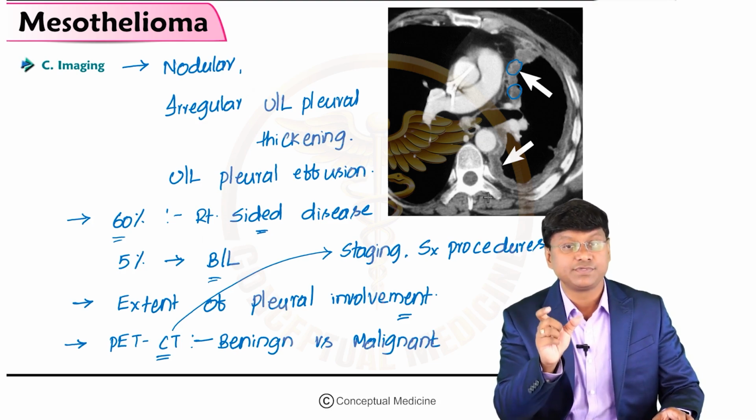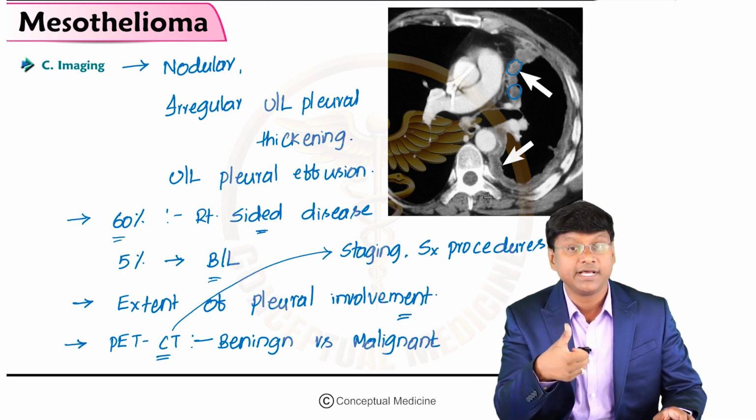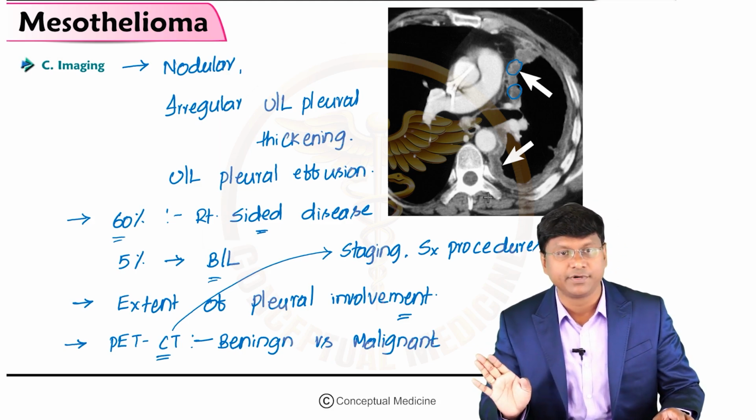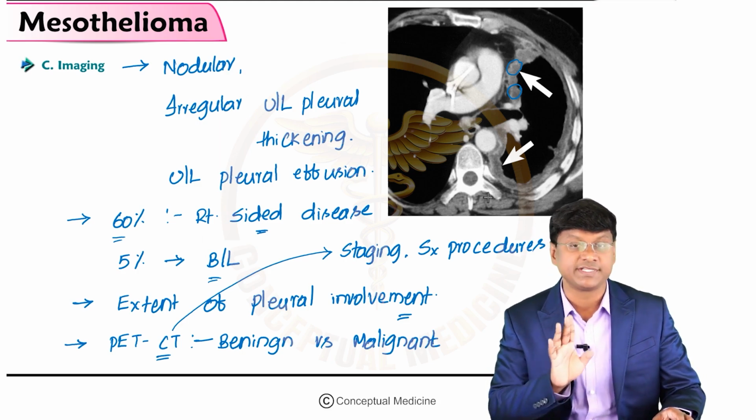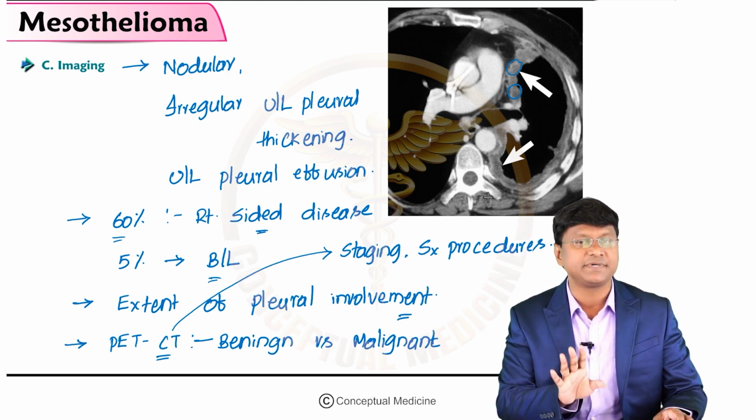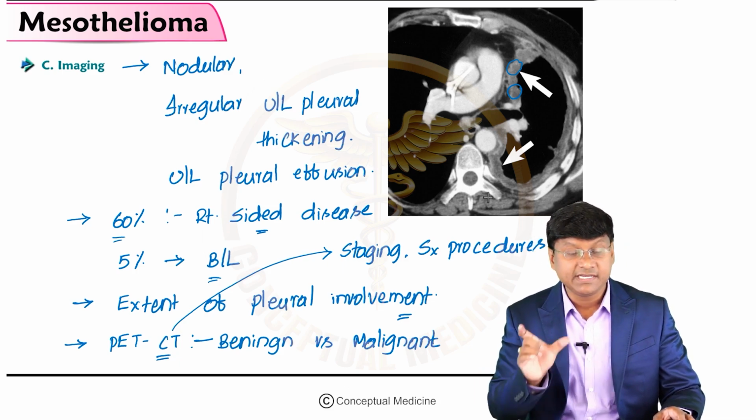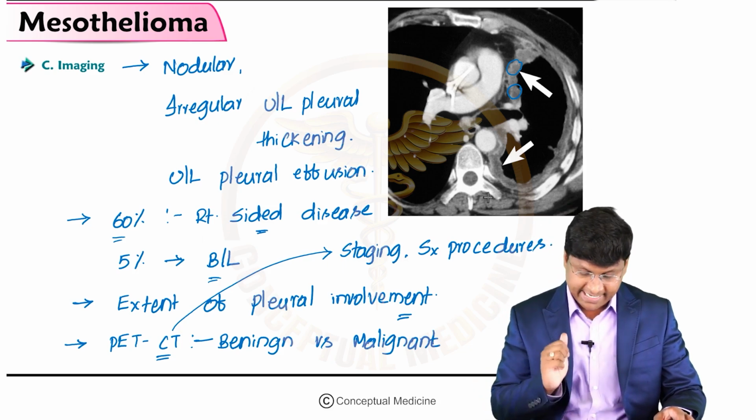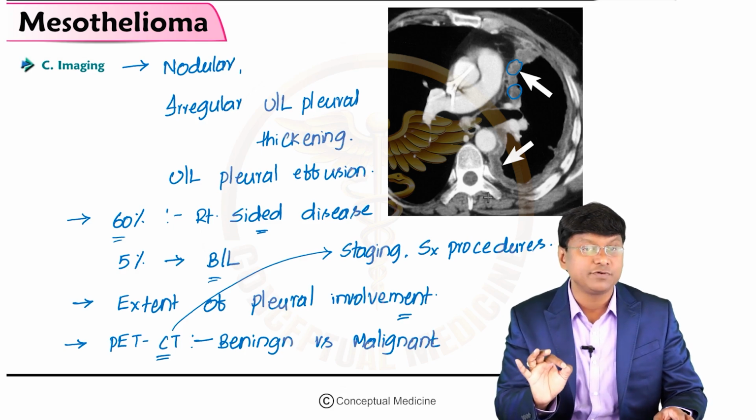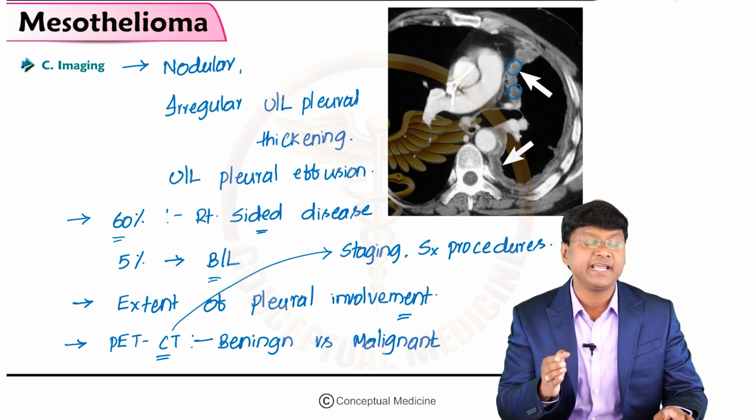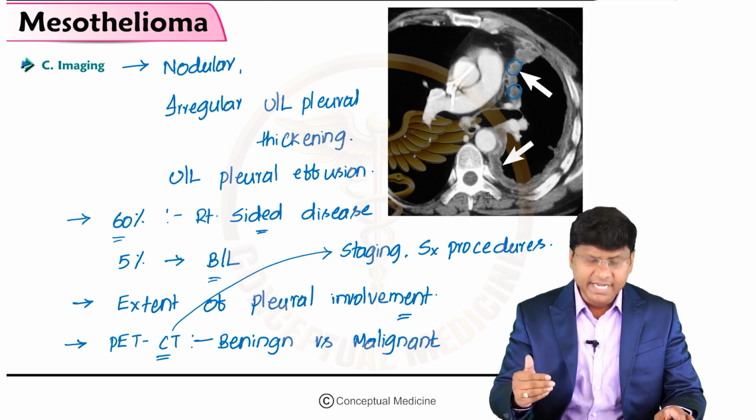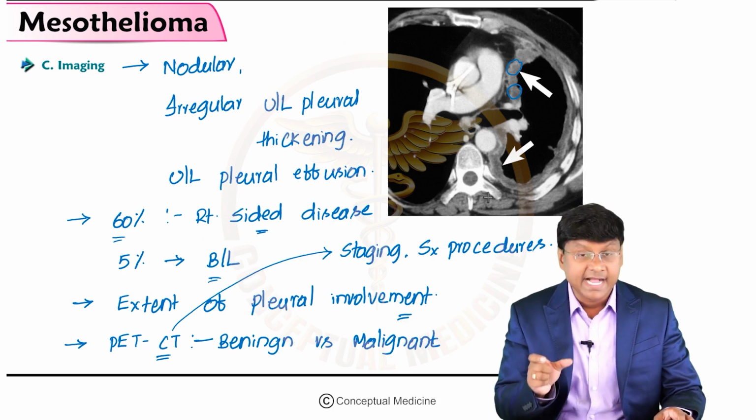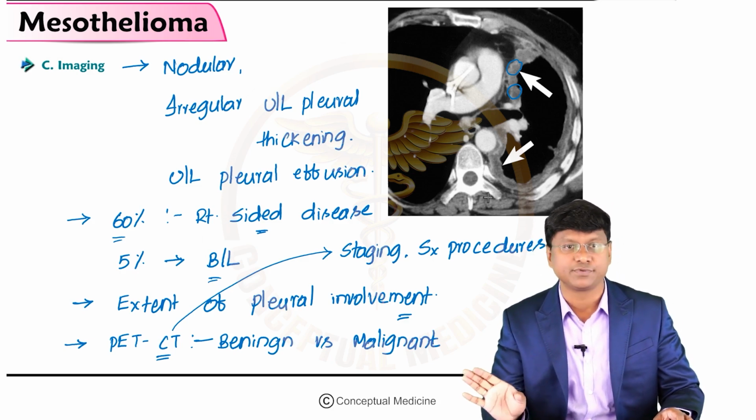So the CT scan shows you nodular, irregular, unilateral pleural thickening and varying degrees of unilateral pleural effusion. In 60% of patients they have right-sided disease, while only 5% have bilateral involvement. The CT scan also helps in demonstrating the extent of the pleural involvement. And the other thing is the PET-CT. Its purpose is mainly to differentiate benign from malignant pleural disease, it also helps in improving the accuracy, and in identifying the candidates for aggressive surgical procedures.